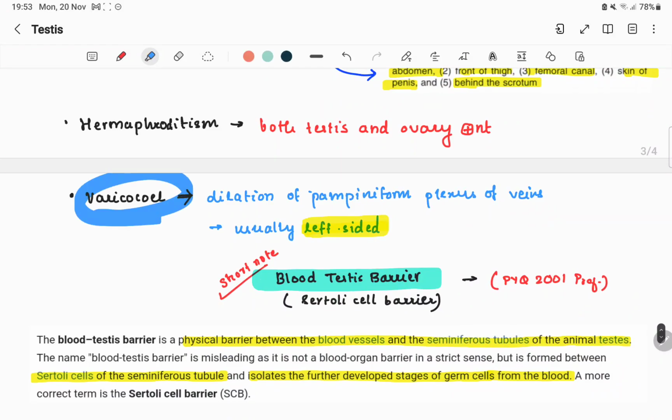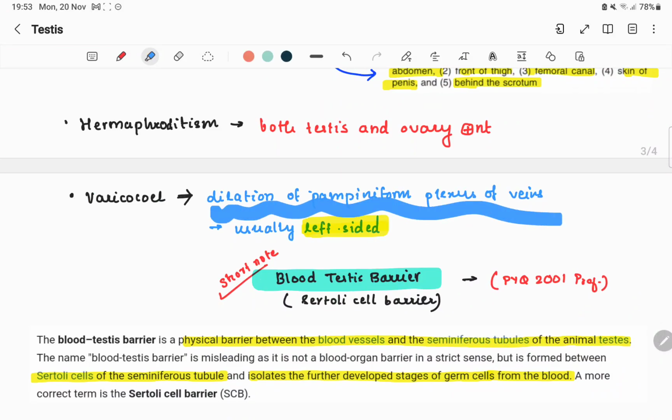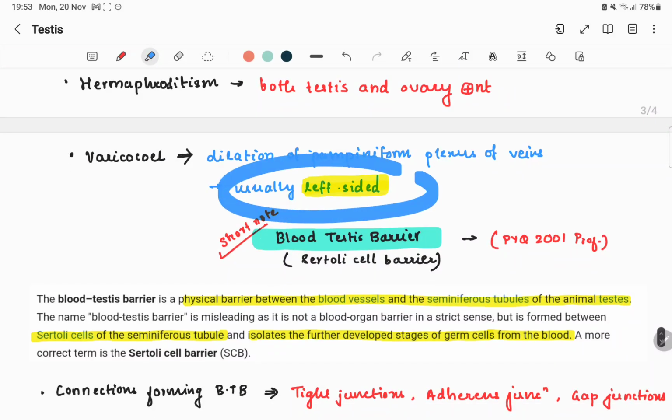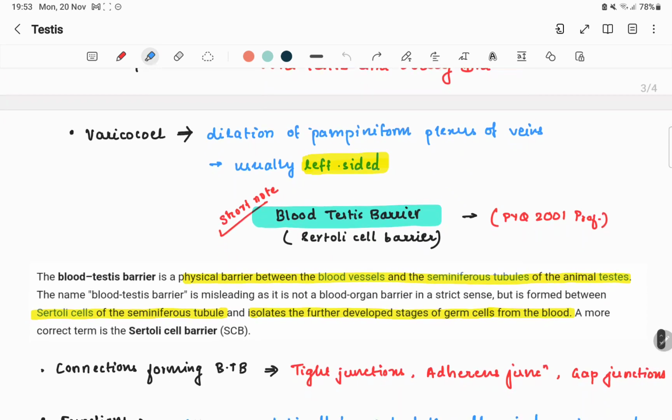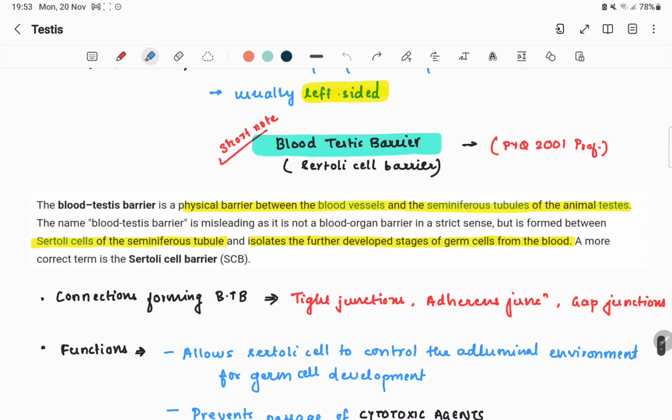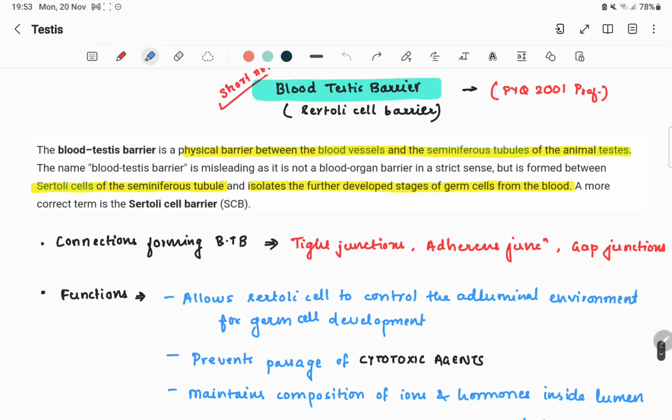And what is varicocele? Varicocele is the dilation of the pampiniform plexus, in which fluid accumulation will occur, and it is usually left sided. Understood?